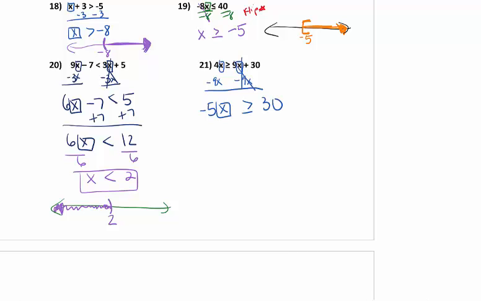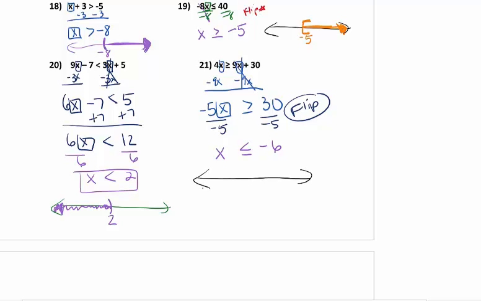I need to divide by a negative 5, which means flip because I divided by a negative. So this becomes a less than or equal to. 30 divided by negative 5 gives me a negative 6. Graphing this piece, my boundary is negative 6, and it's included, and I'm shading to the left-hand side.